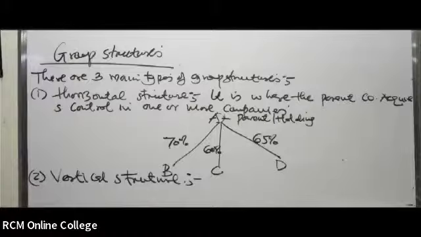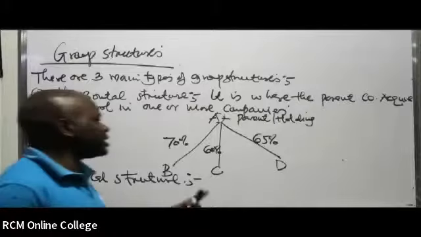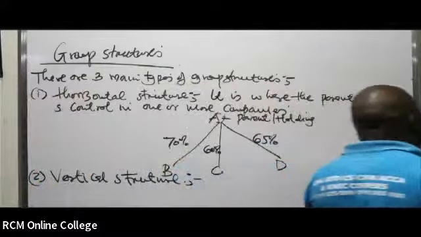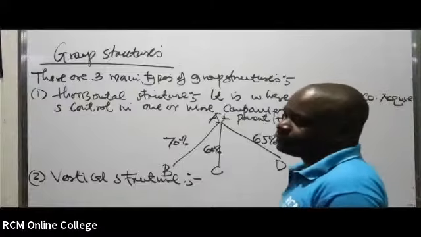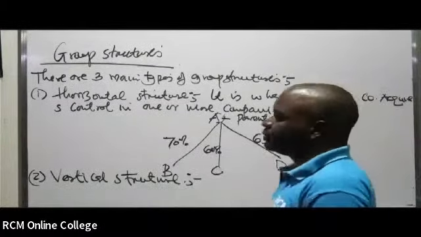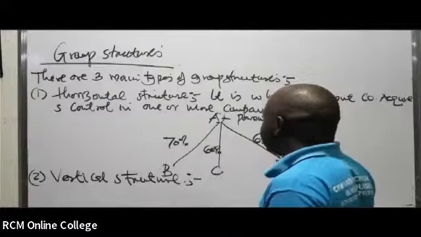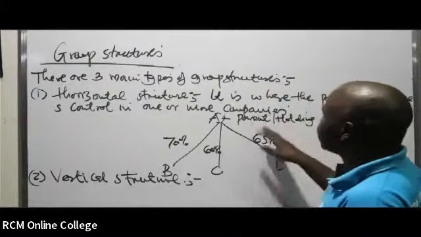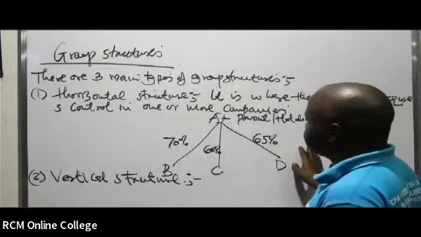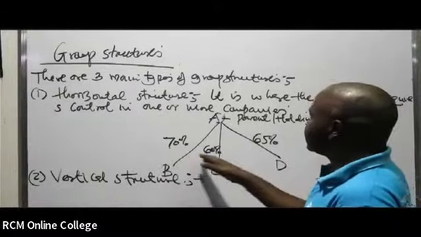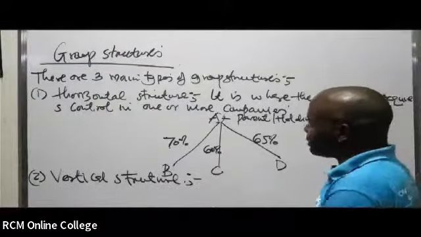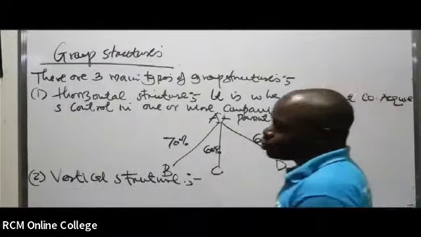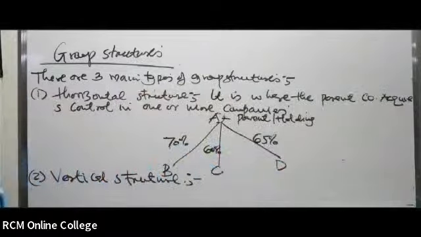Don't start confusing yourself by saying it doesn't add to 100%. The more you think deep, the more you continue confusing yourself. You just understand what I've said here. So long as the company is controlling the affairs of other companies, and maybe it's 70%, this one is 60, this one is 65, that brings about a horizontal structure. It doesn't add to 100%.